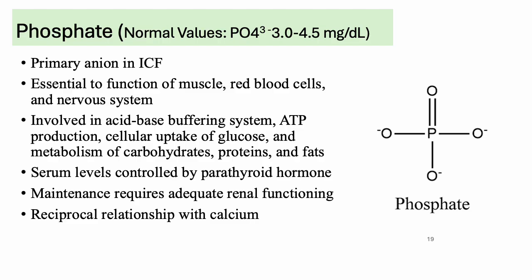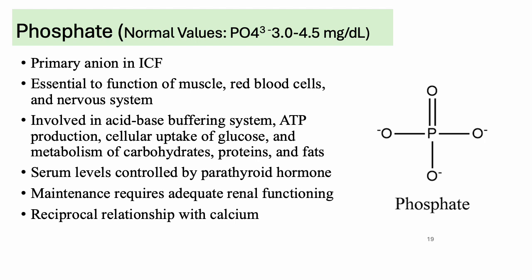So let's talk about phosphate for a minute. Normal values for phosphate are 3 to 4.5 milligrams per deciliter. It is the primary anion in our intracellular fluid. It's a critical electrolyte that's involved in energy production, bone health, and cellular function. It plays a key role in ATP synthesis, which is essential for muscle contraction, nerve function, and metabolism. Phosphate levels are regulated by the parathyroid hormone, kidneys, and vitamin D.